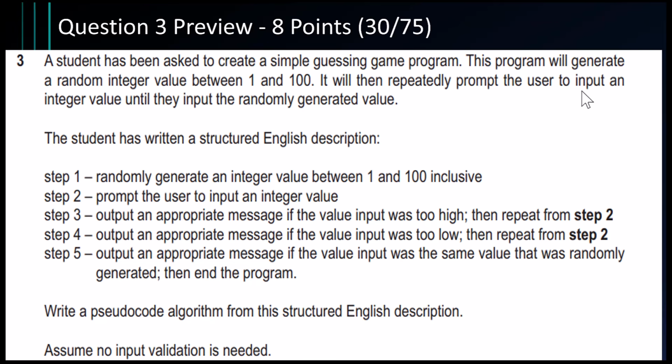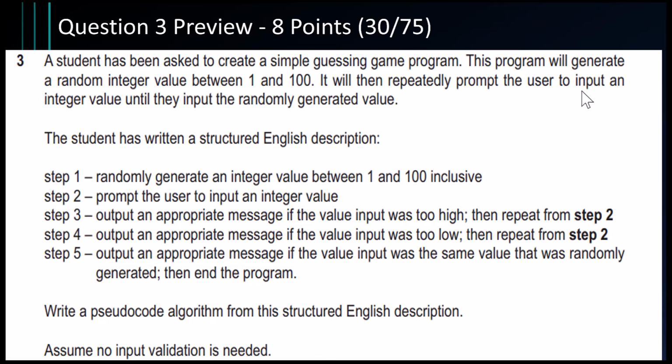Now, the student has written a structured English description. Step 1, randomly generate an integer value between 1 and 100 inclusive. Prompt the user to input a value. Output if it's too high. Output if it's too low. Get it to repeat. Output an appropriate message if the value input was the same value that was randomly generated, and then we end the program. Write a pseudocode algorithm from this structured English description.